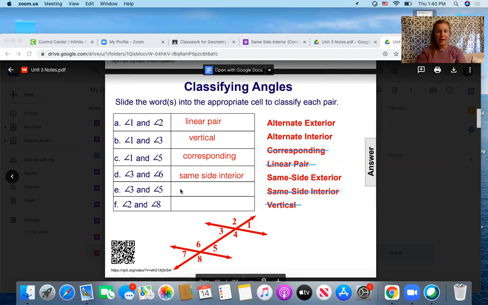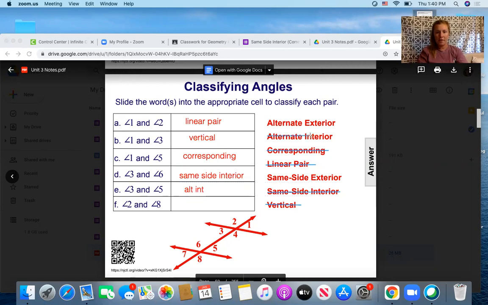Then we have 3 and 5, 3 and 5. Go ahead and type out what you think it is. You can abbreviate. Three and 5. And 1, 2, 3. Good job. They're alternate interior.